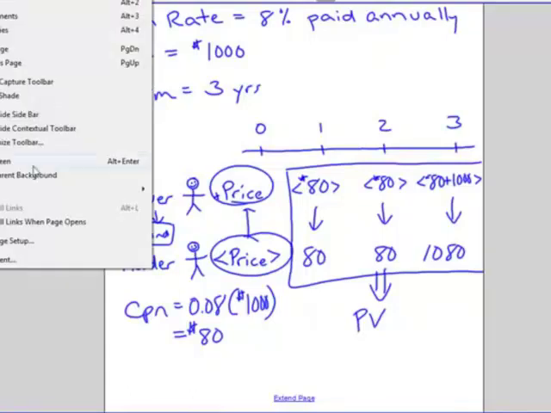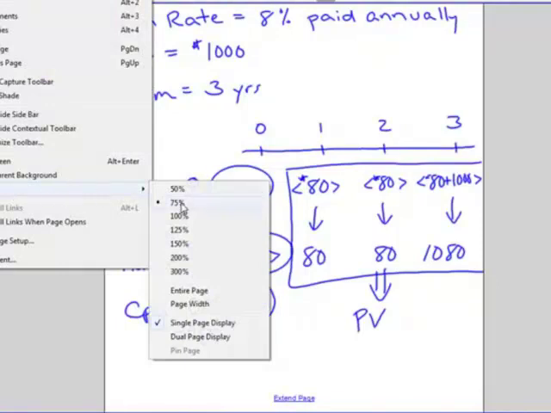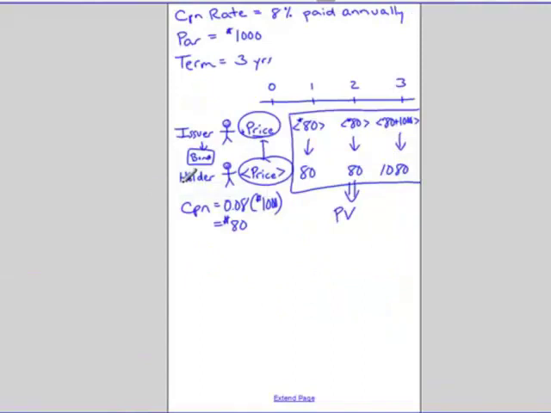Let's look at our view here again, see if we can zoom. Oh, it's still at 75%. Make that even a little smaller there.